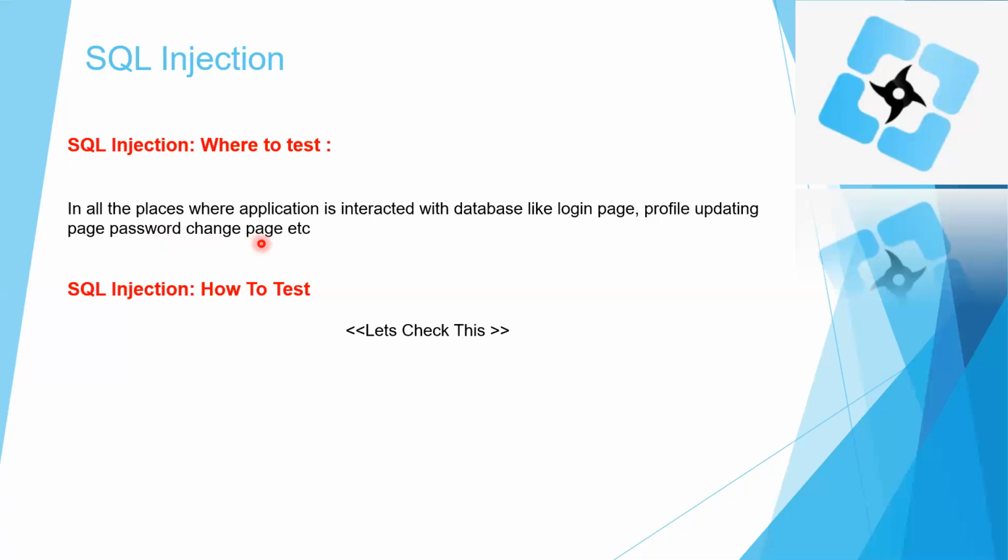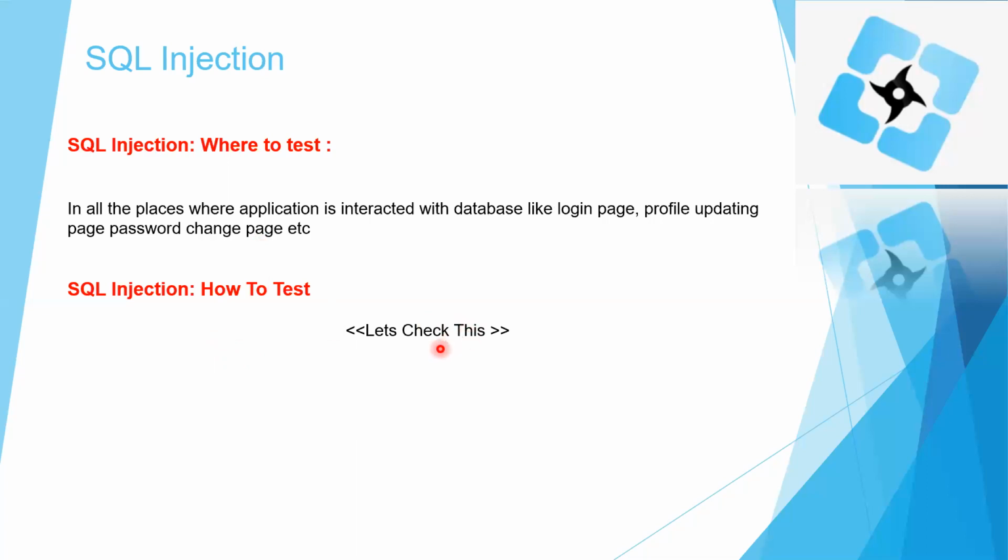First of all, we have to identify the places where the application is interacting with the database. Next, we know where to test, but then you also need to know how to test. So what is the process to test for SQL injection vulnerability? How will we verify whether the application is vulnerable or not? So how to test is also very important.